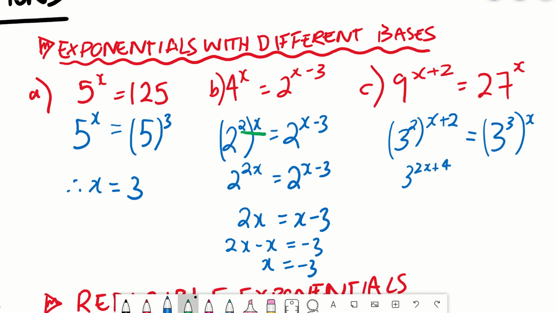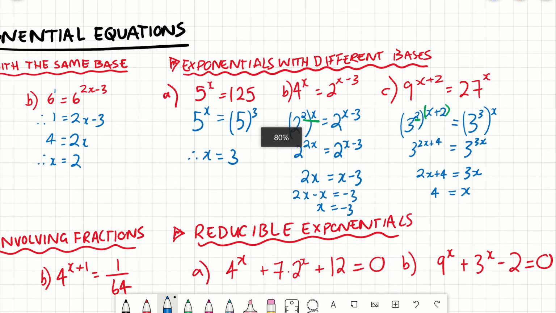Be careful there. It's going to be 2 timesing by x plus 2, which will become 2x plus 4. And that's equal to 3 to the power of 3x. Now we can see, 2x plus 4 must equal 3x. Bring the 2x over, I get 4 is equal to 3x minus 2x, which is x. So those ones are easily manipulatable, if that's a word, to then have the same base.